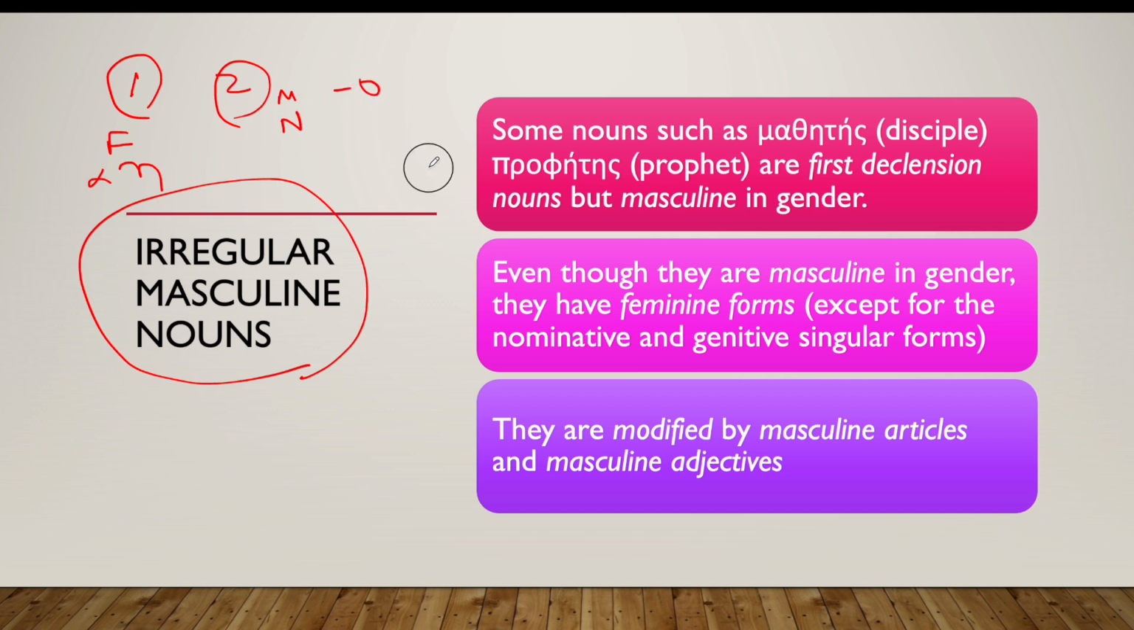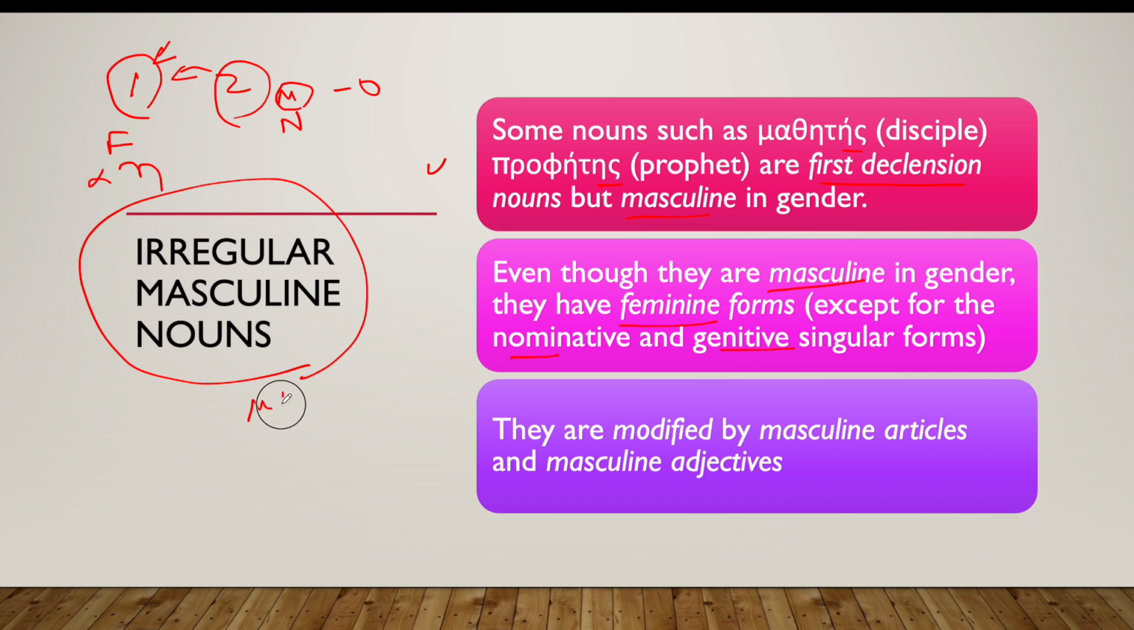But there is a kind of subfamily of nouns that end in an eta sigma. So mathetes and prophetes, disciple and prophet, are first declension nouns. They are in this category, but they are masculine. So you get some masculine nouns that are actually first declension. They are masculine in gender even though they have feminine forms. Now, that's true except for the nominative and the genitive singular forms.